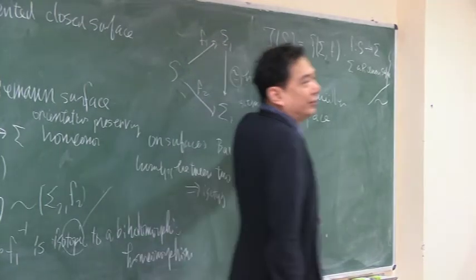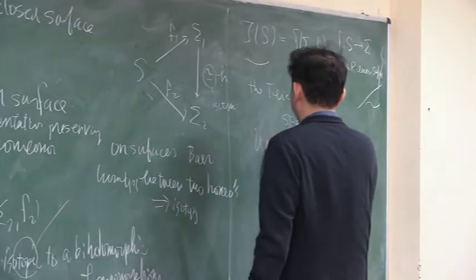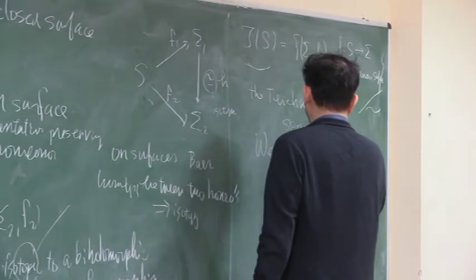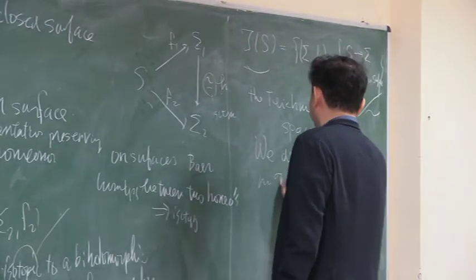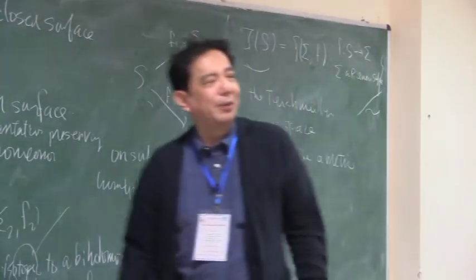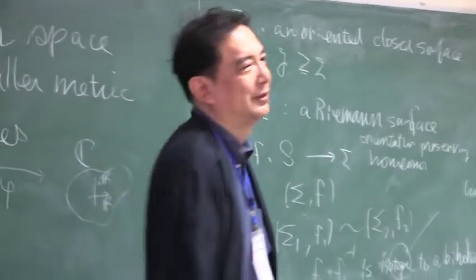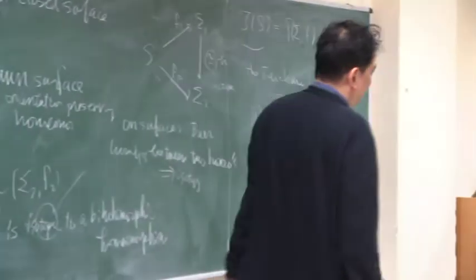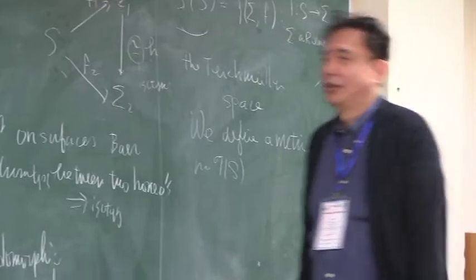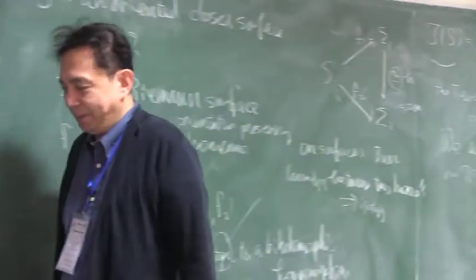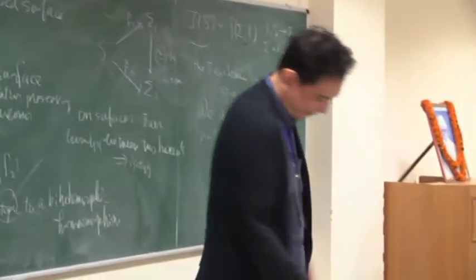We'd like to introduce a metric on this set. We are going to define a metric on this set to make it a metric space. The metric is called the Teichmüller metric. Teichmüller is the name of a German mathematician. This space and the metric were first introduced by Teichmüller, so it's called the Teichmüller space now.